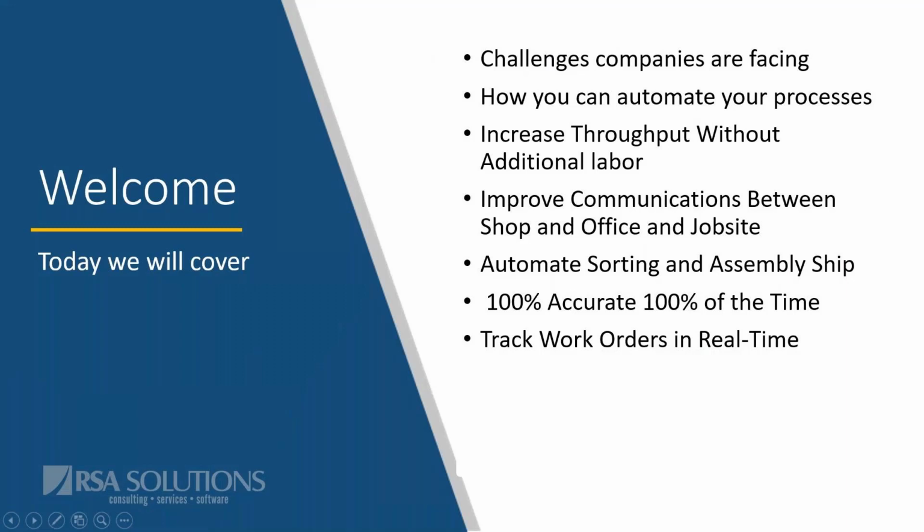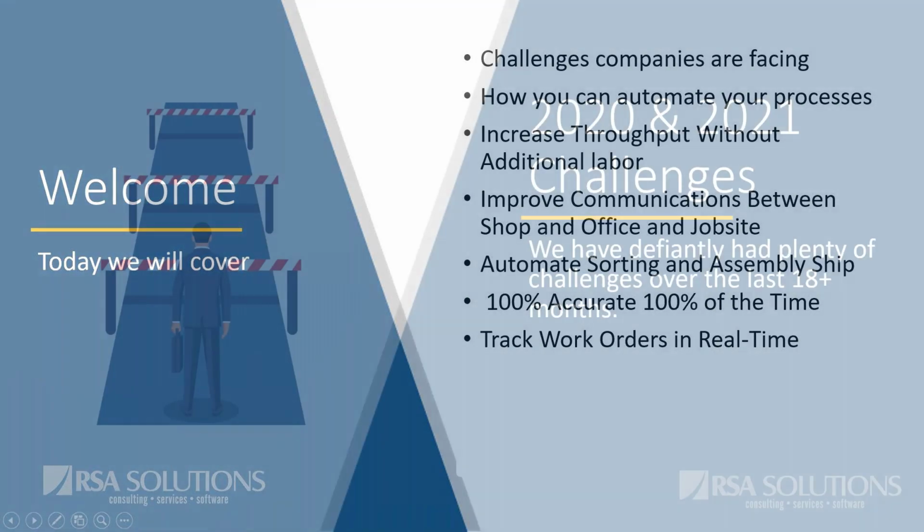So today we're going to cover some things that I think will be useful and helpful to you. Challenges that customers are facing, how you can automate processes, how you can increase throughput without additional labor, how you can improve communications between the shop and office and even to the job site, how to automate things like grouping and sorting and assembly and shipping, and really amazing stuff. To be accurate 100% of the time, track orders in real time, and more. So it will be an exciting thing, I think, for us to get through.